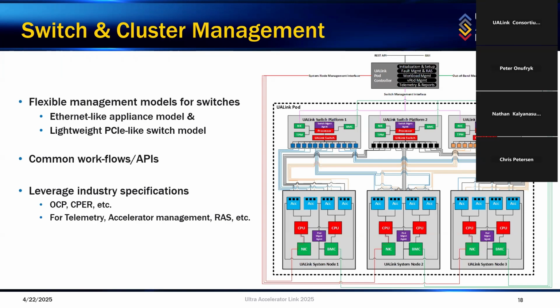Finally, as we are working through defining these mechanisms, we don't want to reinvent things. We'd like to leverage as much from other industry specifications as possible. So when relevant, we try and reference OCP specs, things like CPER or other telemetry and accelerator management or RAS specifications that are already out in the industry. And instead, we focus specifically on the UALink related capabilities that we needed to define.